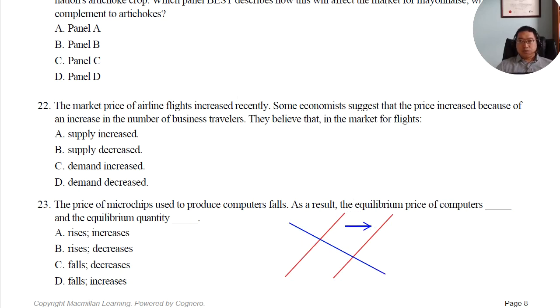That's the demand curve. So what do we see? The price should decline, and the equilibrium quantity should increase. Basically, you move along the demand curve to a new equilibrium point. Either rise or fall, increase or decrease: you have a price decline and the equilibrium quantity should be higher. That's question 23.